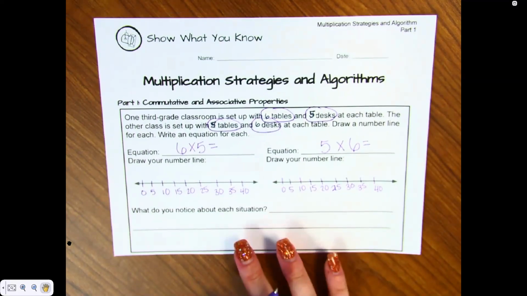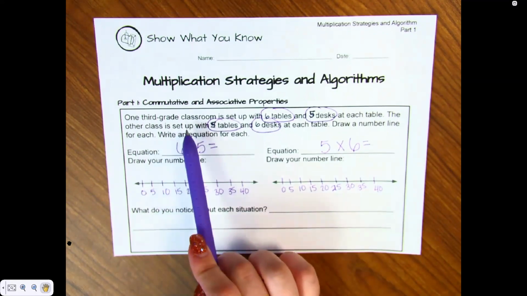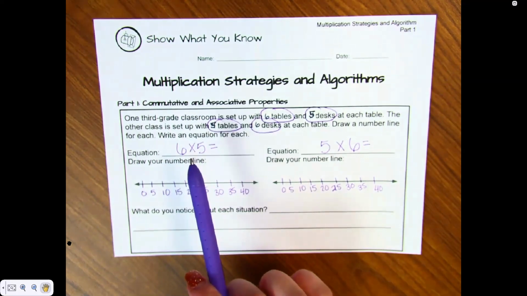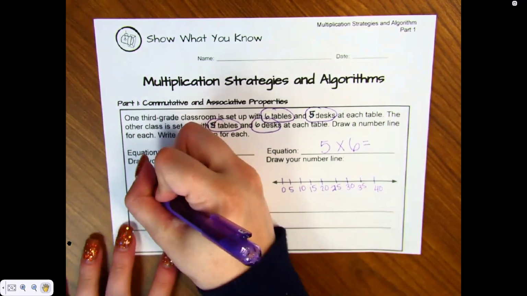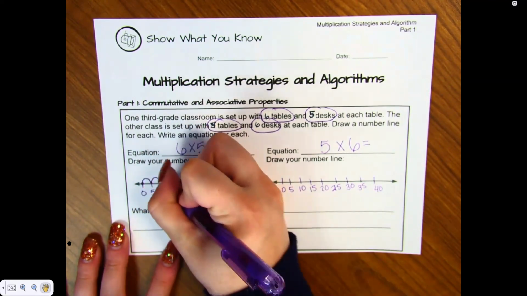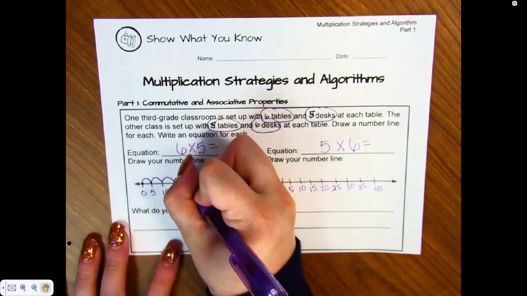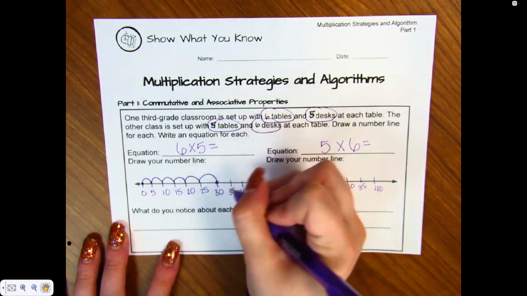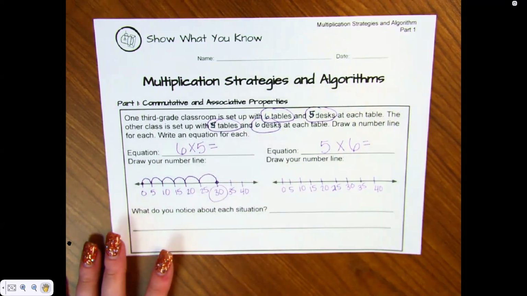All right, so I know I have 6 groups of 5. So that means I need to jump 6 times. So I'm going to start at 0. 1, 2, 3, 4, 5, 6. So I got 30. Thumbs up, do you agree? 5 times 6 equals 30?